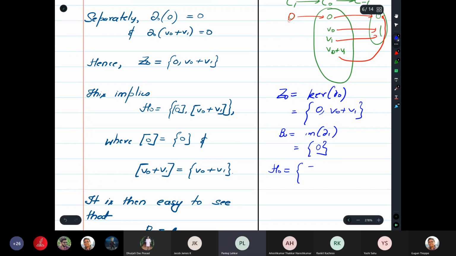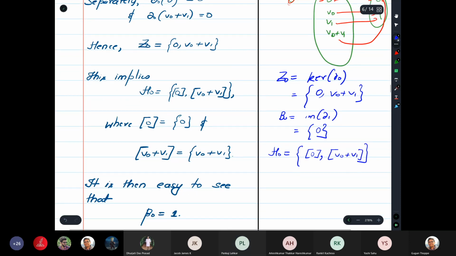H0 should be, let's start with 0 and V0 plus V1. So these are the two equivalence classes. So let's make sure that they are different. So what is the equivalence class of 0? 0 plus 0. So it is 0. And what else would it include? Would it include V0 plus V1?